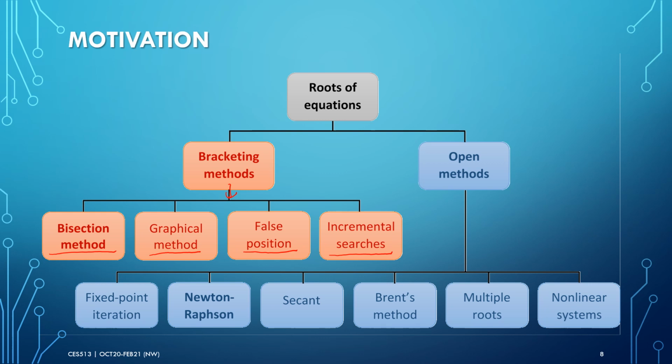Okay, for the second method, which is the open method, we have the fixed point iteration method, and then we have the Newton-Raphson method that will be covered in topic 1.2. We have the secant method, Brent's method, multiple roots, and non-linear systems. So basically for this subject, we will only cover two methods of finding roots for equations. The first one is from the bracketing method, which is the bisection method, and the second one is from the open method, which is called the Newton-Raphson method.